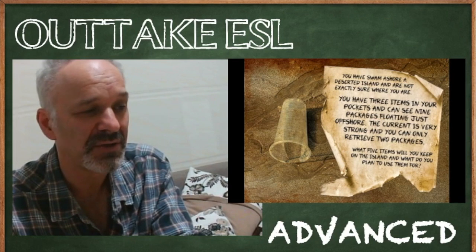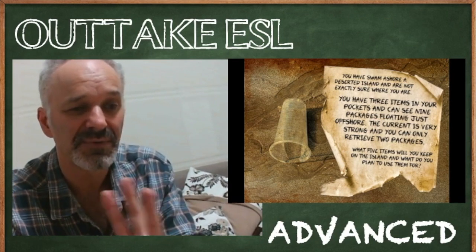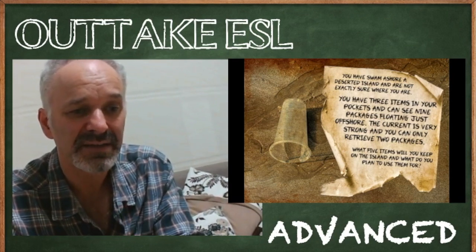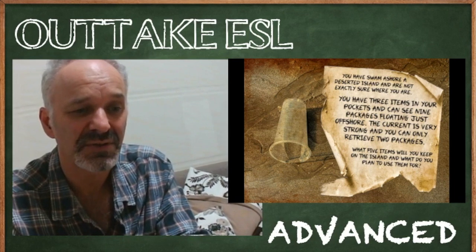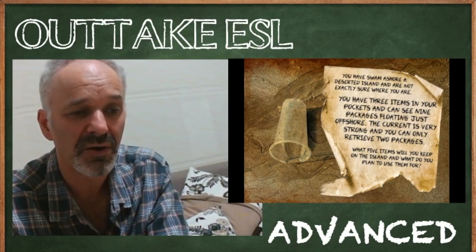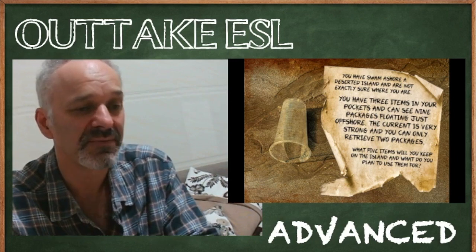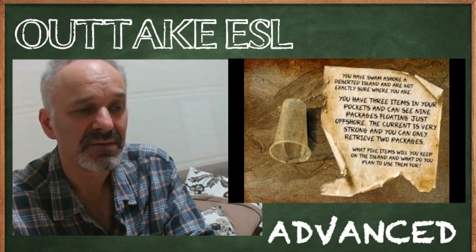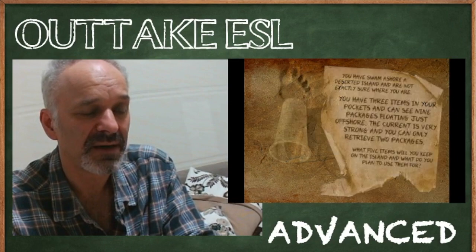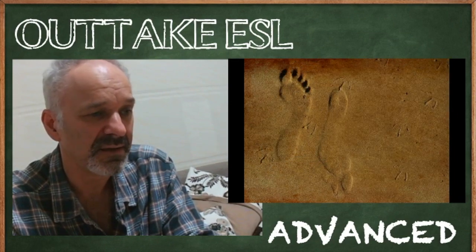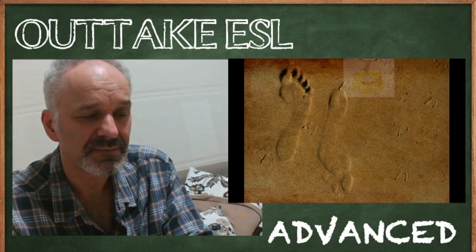All right, I'm going to show you some items that have washed ashore. You have 3 items in your pocket, you can see 9. You're currently very strong, you can only pick 2 more. So what 5 items will you keep on the island, and what do you plan to use them for? So you have 5 items that you can keep on the island. And let's see what they are.